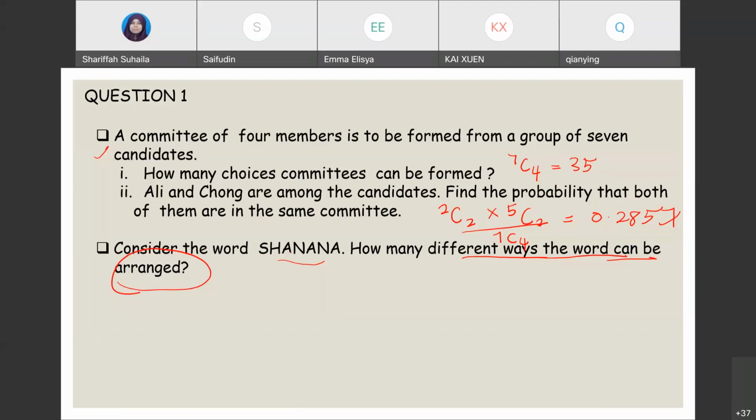So how many? So you have 1, 2, 3, 4, 5, 6, 7. So 7 factorial. Okay. Repetitive letters. Okay, kita ada N and also A. So A you have 3 times. So 3 factorial. And you have 2 times. So 2 factorial. So here you will have 420.